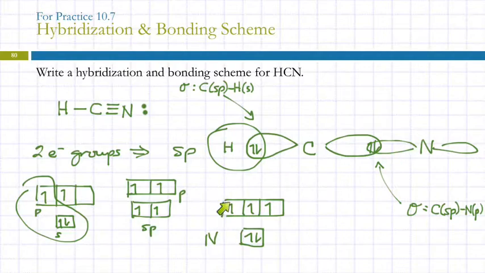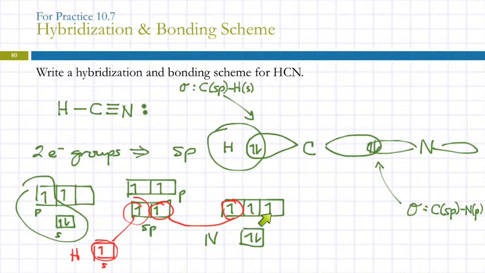Then, so we've got this one overlapping. Let's just change colors here. So what I've done here is I've got this guy overlapping with one of those. And then I've got my hydrogen with its half-filled orbital, and that's going to overlap with the other one. And I have p orbitals left on the nitrogen.